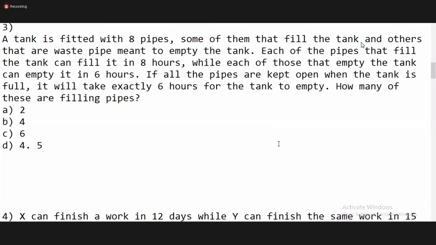Okay, it's emptying only. If it is filling, you need to do plus addition there. Plus sign used to come.